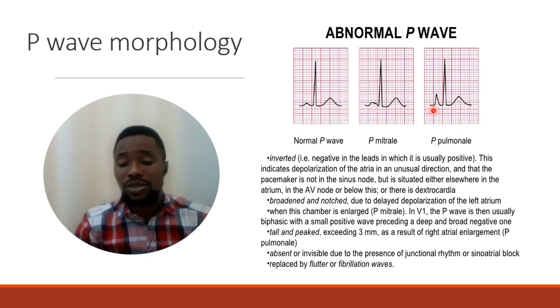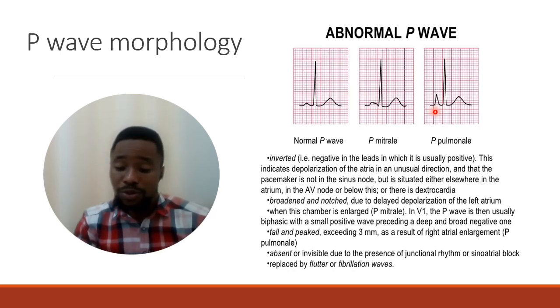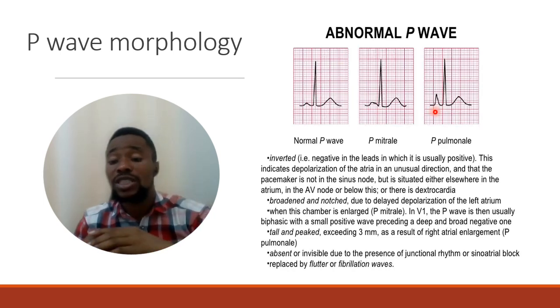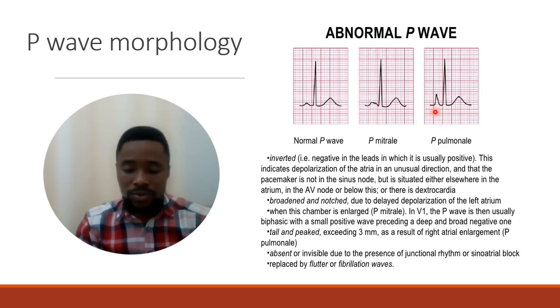Now, it could also be absent in junctional rhythm. In this situation, you might see an inverted P wave in junctional rhythm, or you might not see a P wave at all. Thus, the first criterion is that a P wave should be present.